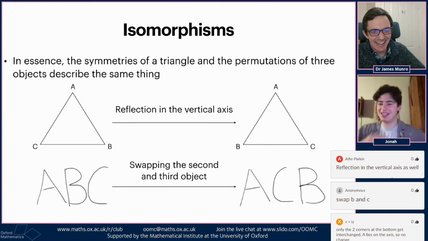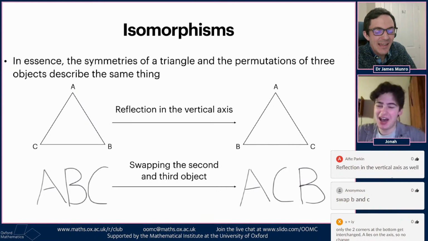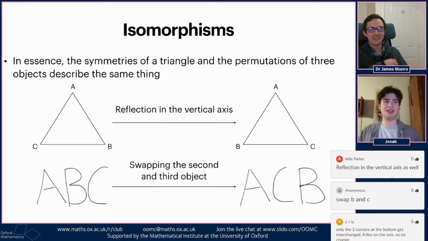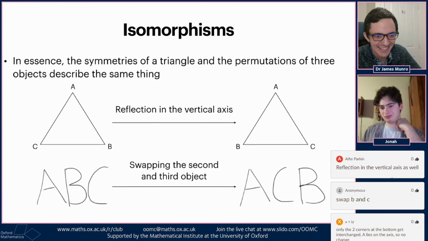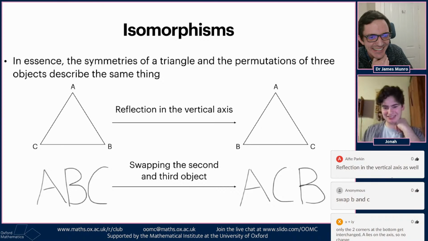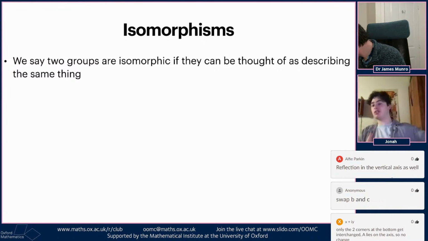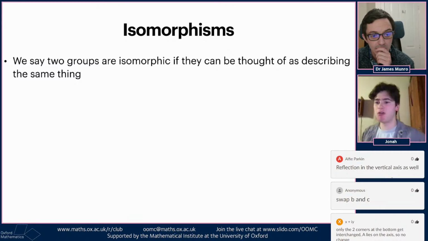Oh, I see. Yeah, I get that there's not exactly a technical terminology for this, but yes, swapping, so describing permutations. Okay, I see. So we say two groups are isomorphic if they can basically be thought of as the same thing. And like we've just shown, our group of symmetries of our triangle and our group of permutations of three objects are isomorphic. They can basically be thought of as the same thing.